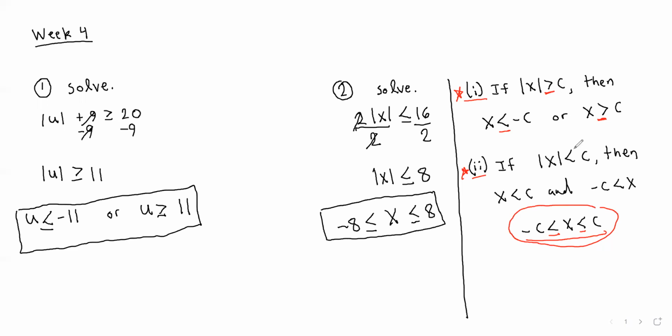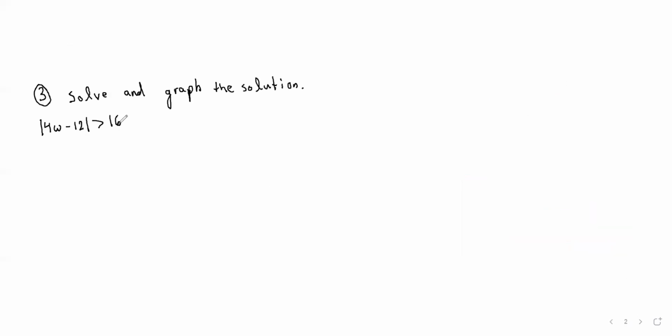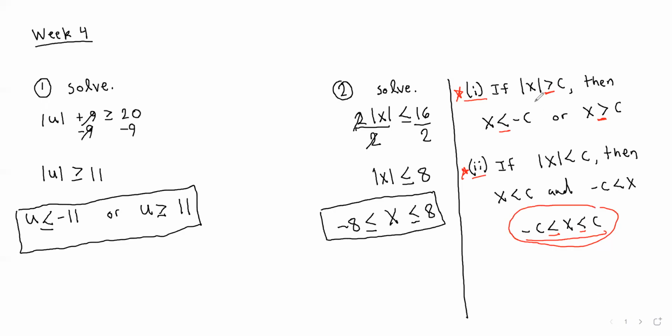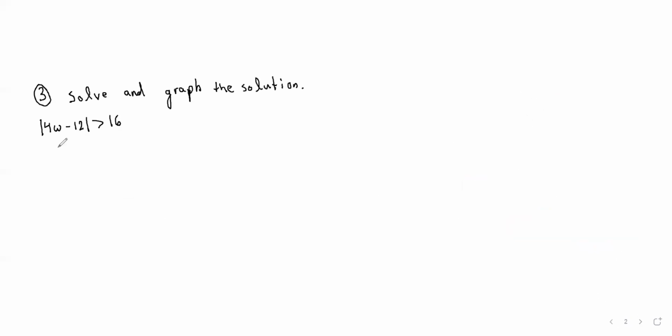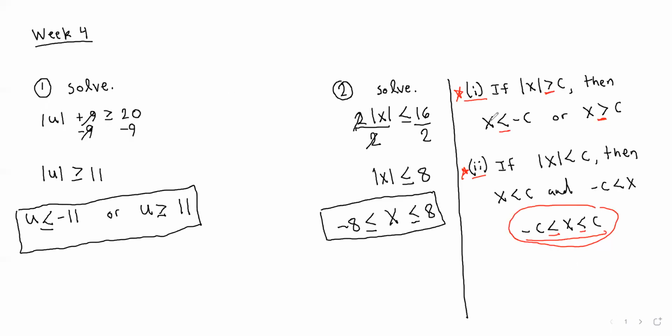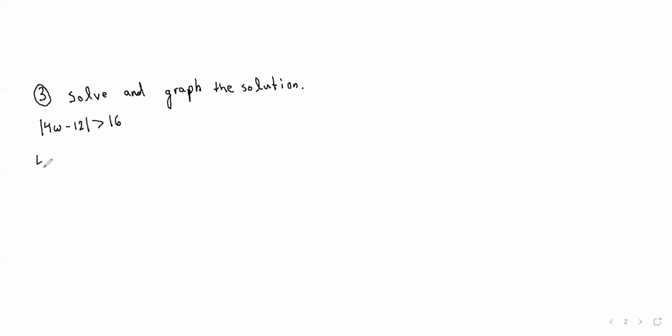In this case, we have c is equal to 16. And instead of an x, we have 4w minus 12. So what we'll have is 4w minus 12 is less than minus 16, or 4w minus 12 is greater than 16 by applying rule 1. So let's just write this out. We have 4w minus 12 is less than minus 16, or 4w minus 12 is greater than 16.